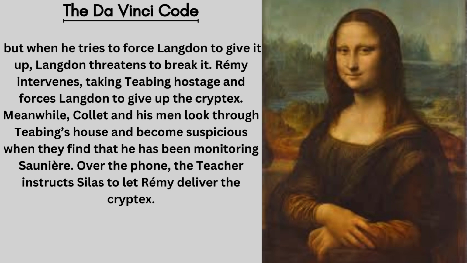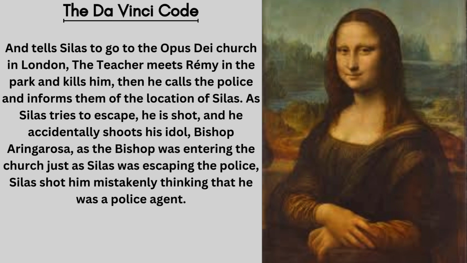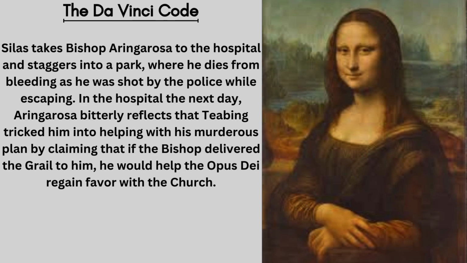Meanwhile, Calais and his men look through Teabing's house and become suspicious when they find that he has been monitoring Saunière. Over the phone, the teacher instructs Silas to let Remy deliver the cryptex, and tells Silas to go to the Opus Dei Church in London. The teacher meets Remy in the park and kills him, then he calls the police and informs them of the location of Silas. As Silas tries to escape, he is shot, and he accidentally shoots his idol, Bishop Ringarosa, as the bishop was entering the church just as Silas was escaping the police. Silas shot him mistakenly, thinking that he was a police agent. Silas takes Bishop Ringarosa to the hospital and staggers into a park, where he dies from bleeding as he was shot by the police while escaping.